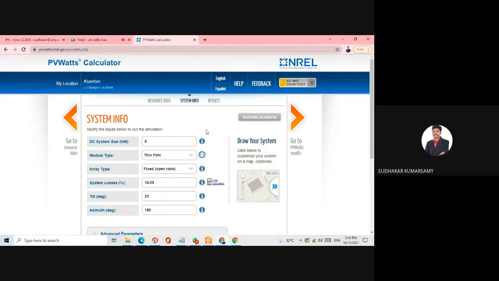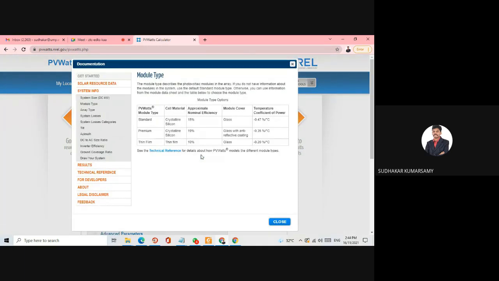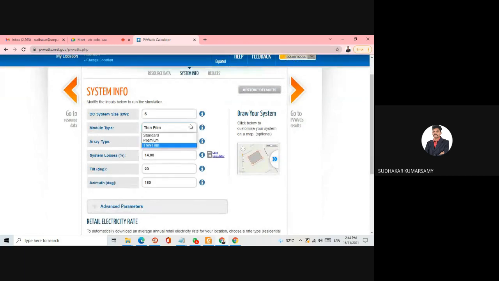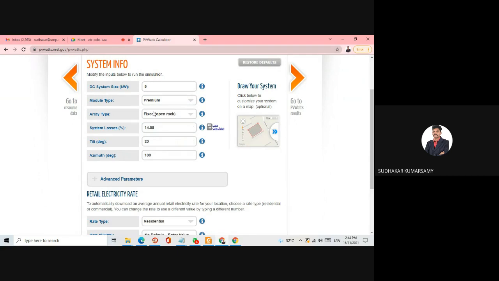Yes. Okay. If you can see this one, they have given the standard as crystalline silicon with an efficiency of 15%, and for the premium one, they are taking 19% efficiency with anti-reflective coating. So the main difference is the efficiency of the system. The thin film has 10% efficiency. So we choose either of these. For the time being, I'm choosing a premium one with a higher efficiency.